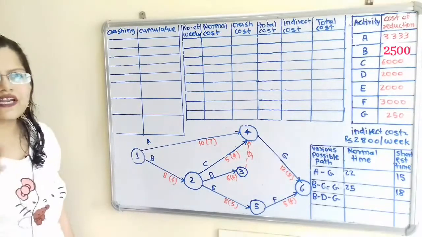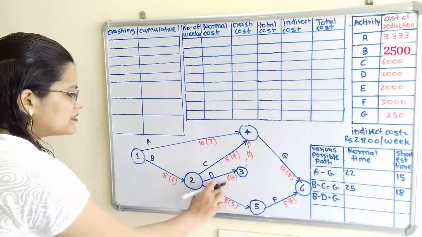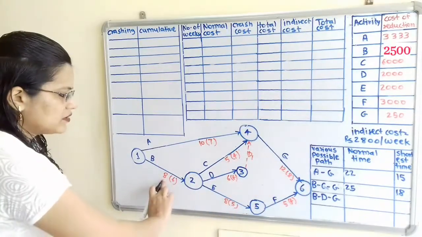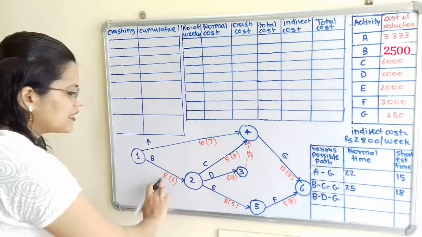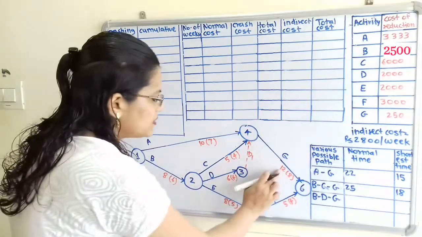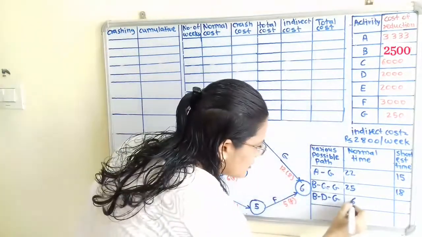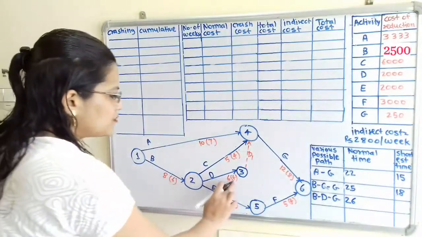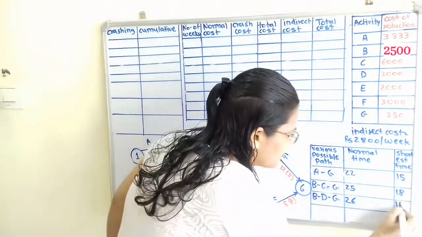Now we will calculate the normal time. 8 plus 6 plus 12. So here 6 plus 8, 14 plus 12, that is 26. Now we will calculate the shortest time. 6 plus 4, 10, 10 plus 8, 18.